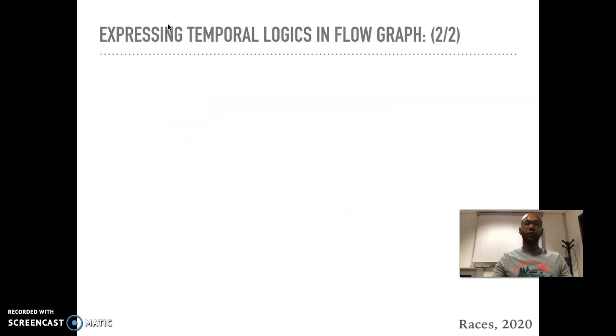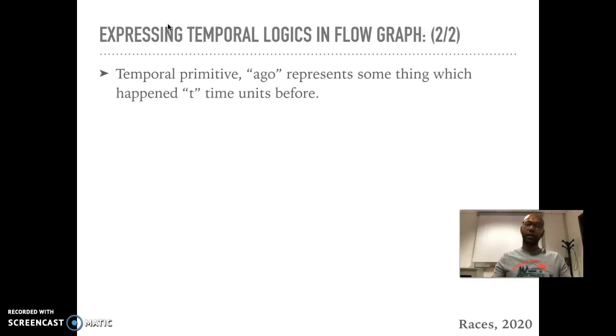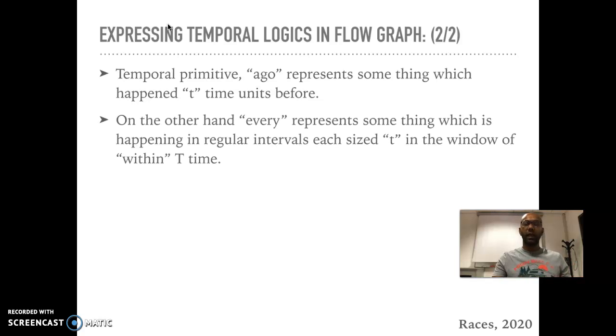So here is a brief overview of the temporal logics. The first one, as we already discussed, is ago, which represents an event which occurred t time units before. And the second one is every, which represents something which is happening at regular time intervals within a certain window of time.